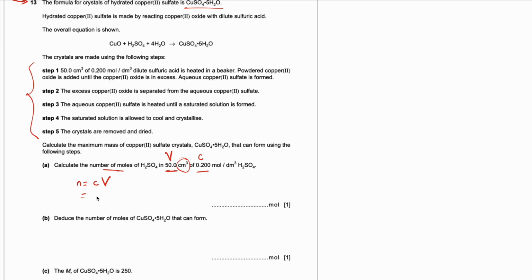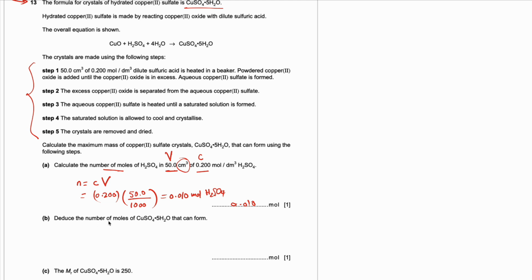So you have the concentration 0.200, that's the concentration of the acid solution, times the volume 50.0 divided by 1,000 in order to convert it into cubic decimeters. And that gives us 0.010 mole of the sulfuric acid H2SO4. So the answer is 0.010.